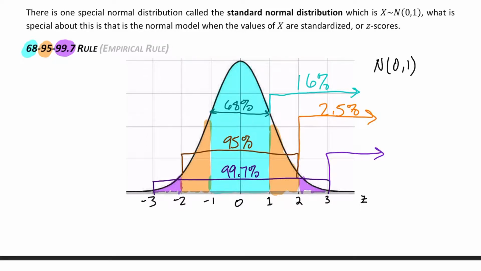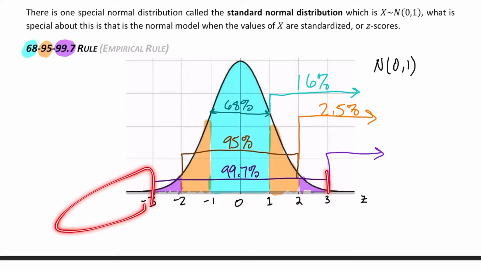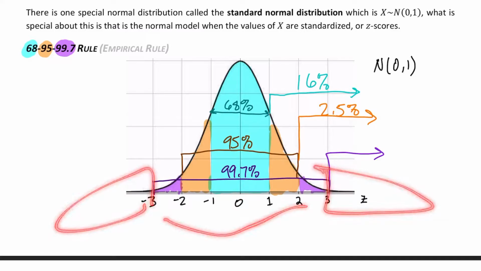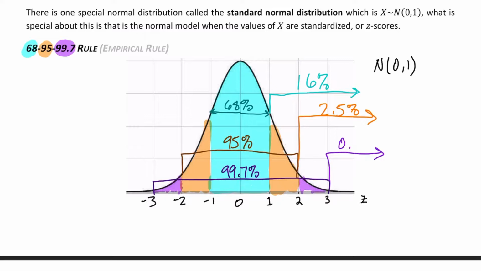All right, now let's go from 3 and up. So again, middle percent, everything is 100%. If all of this is 99.7%, what is left in the wings? Just 0.3%. So it's half that 0.3, and we end up with just 0.15%. Teeny, teeny, tiny. So 0.15%.